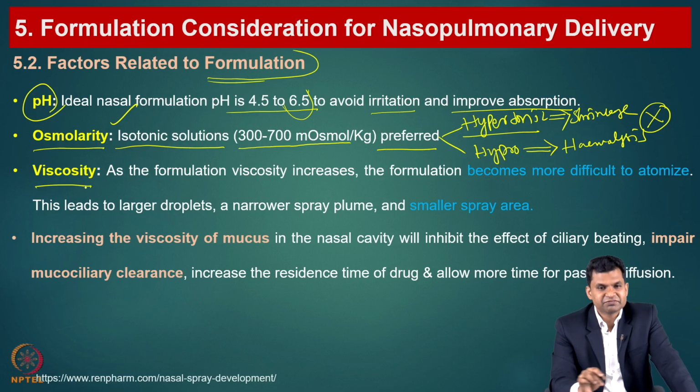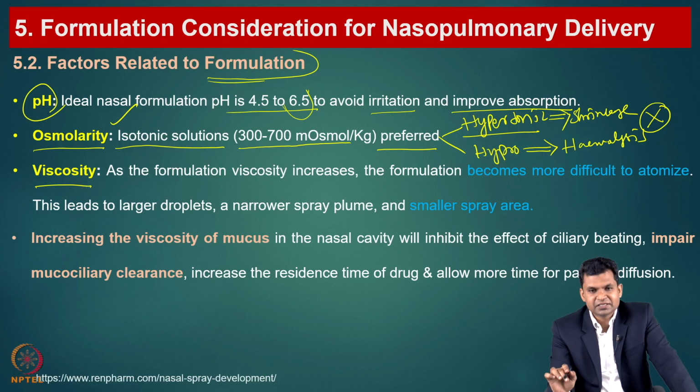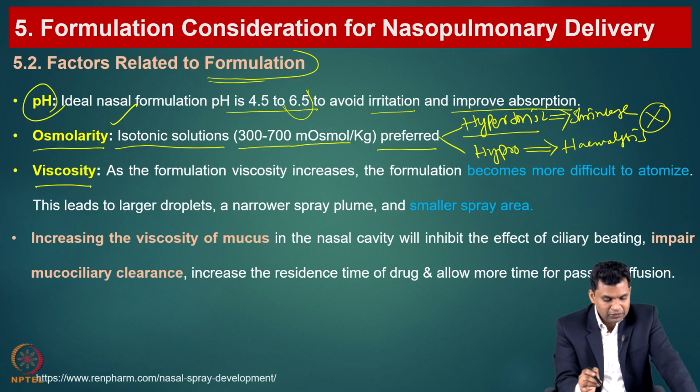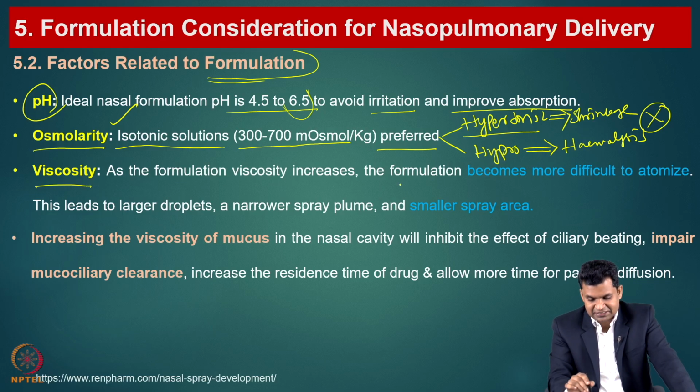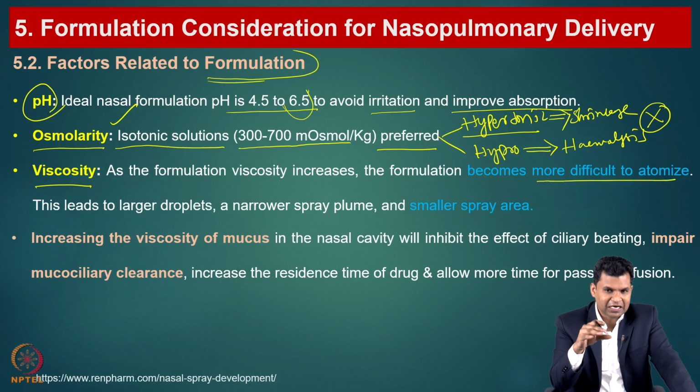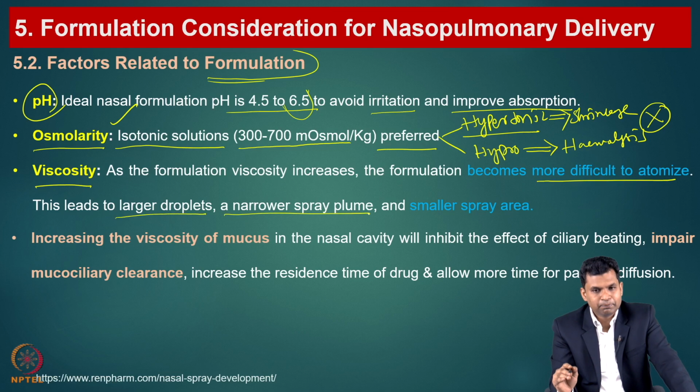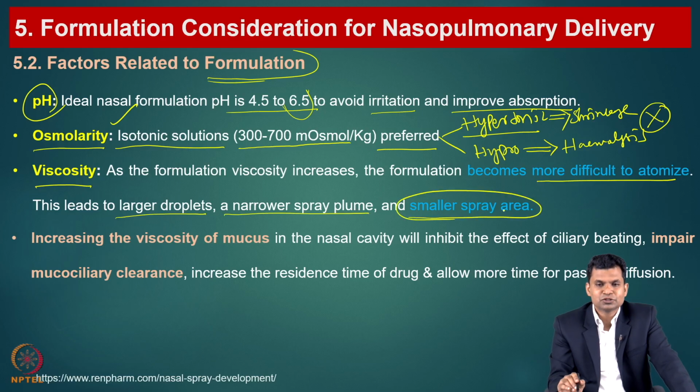And viscosity is a very important parameter, because it plays a major role in permeation. How? As the formulation viscosity increases, the formulation becomes more difficult to atomize after administration. This leads to larger droplets, a narrower spray plume, and a smaller spray area. So, the viscosity needs to be optimum, but there are advantages.